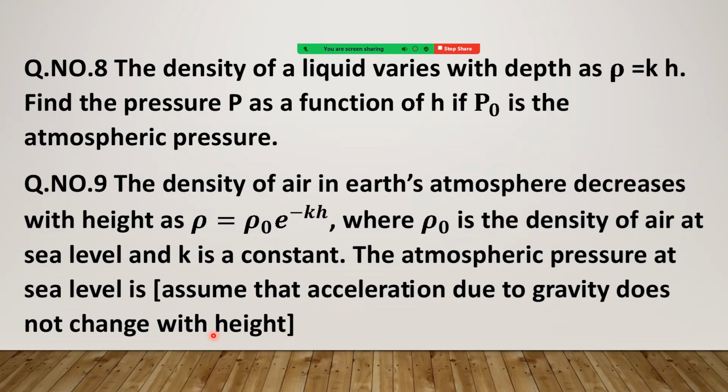In the previous problem, we have taken the assumption with the depth, g not changing. We have taken that h is very small. So here the assumption is already given. Right, so both are almost the same kind of problems. Given density as a function of height. In the previous question, it was given as a function of depth. That is the only change.